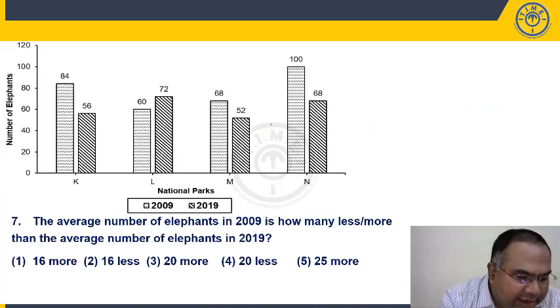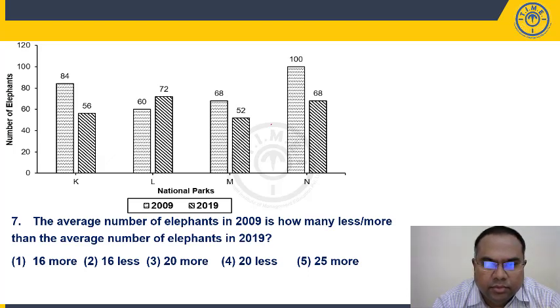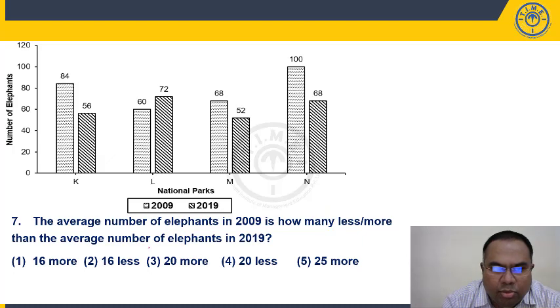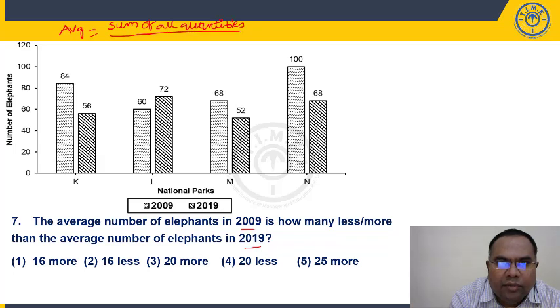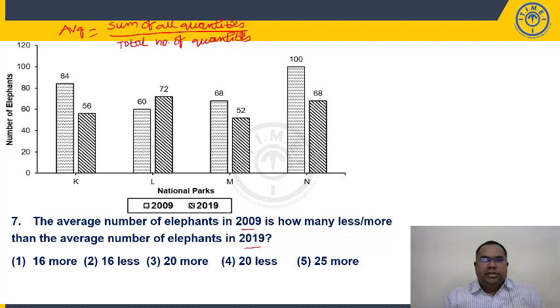Question number 7. Okay, I'll give you 45 seconds of time. Try this. Average number of elephants in 2009 is how many less or more than average number of elephants in 2019? We discussed the average definition, right? Average is equal to sum of all quantities divided by total number of quantities.